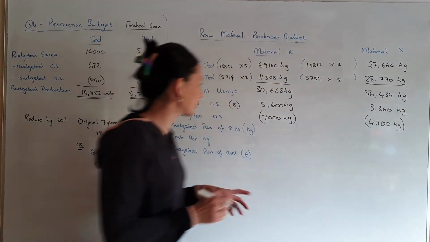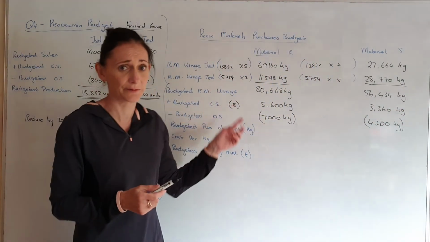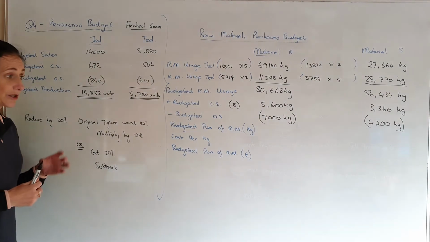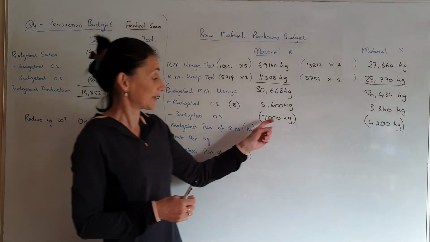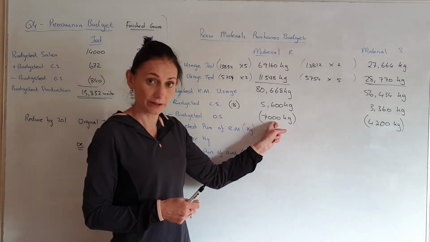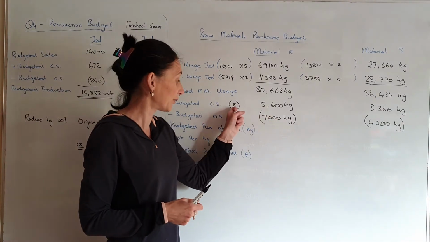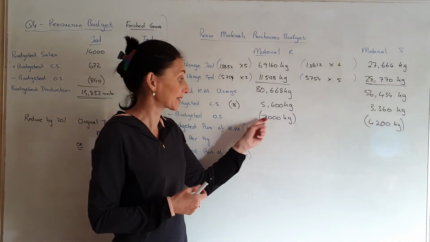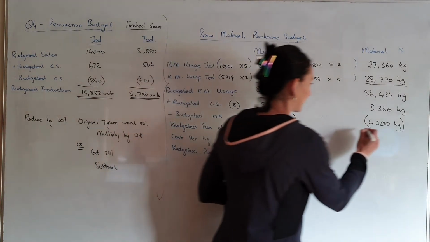So again, just when you're getting 0.8, where did I get 0.8 from? It said in the question you should reduce your closing stock by 20%. So you only want to have 80%. So you need 80% of this figure. Okay? You're getting this 0.8 off your opening stock, because you want to reduce your closing stock by 80% from what it was at the start of the year.